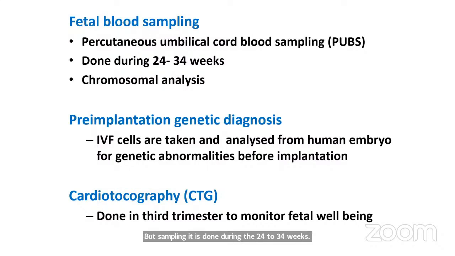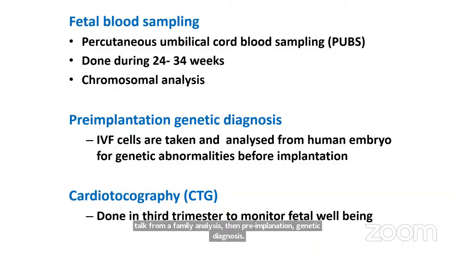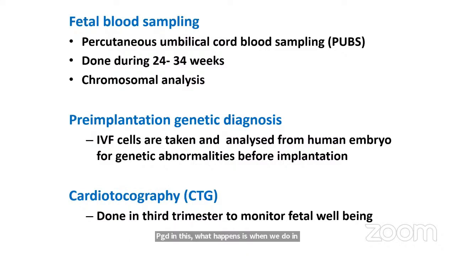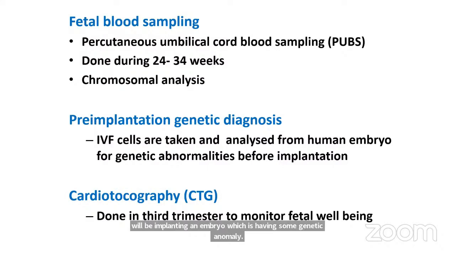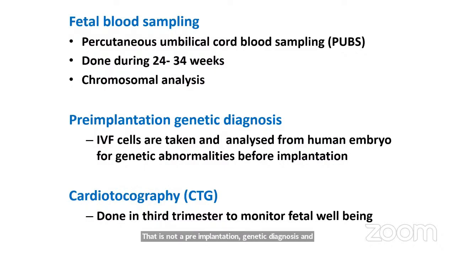Then pre-implantation genetic diagnosis, otherwise known as PGD. You should know the expansion, PGD, pre-implantation genetic diagnosis. In this, when we do in vitro fertilization, sometimes we will be expecting some major anomaly in the fertilized oocyte. So before implanting, you will test for genetic abnormality, because otherwise you will be implanting an embryo which has some genetic anomaly. So in order to prevent that, before implanting, you will do genetic analysis. That is known as pre-implantation genetic diagnosis, and that is mainly done in in vitro fertilization.